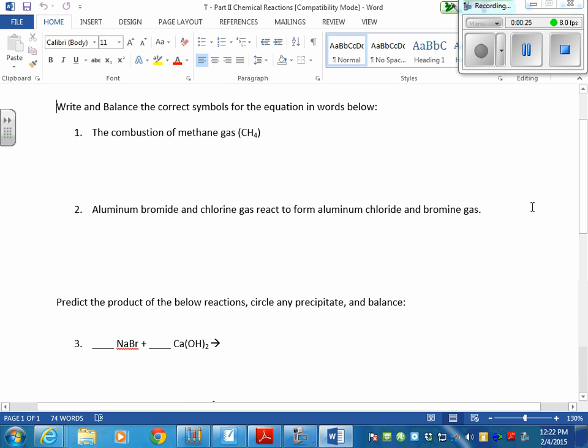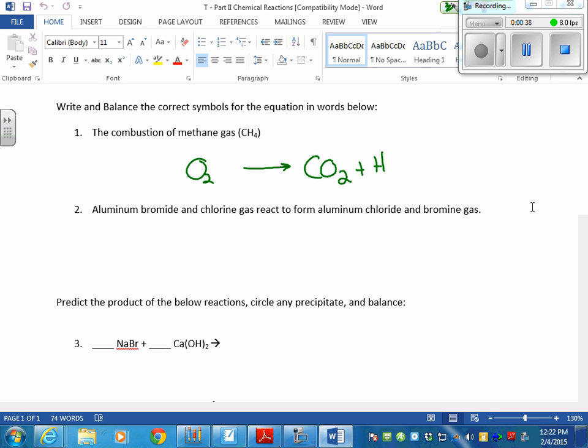First and foremost, the combustion of methane gas. A combustion equation looks the same every time you do it. It's going to start with O2, and it's going to end with CO2 and H2O. That is the same for every combustion equation. So when you see combustion of methane gas, that's what you've got to do. Additionally, use the test to help you. This exact equation was on your test. You could have gone back and found it. So you can always use the test to help you.